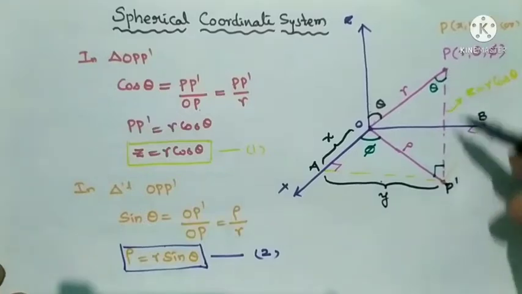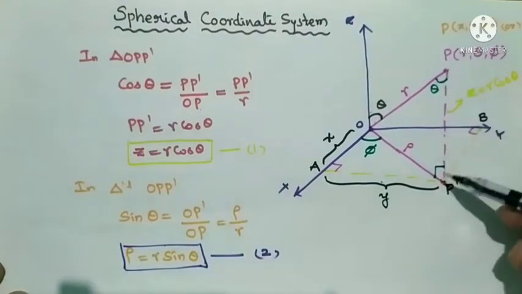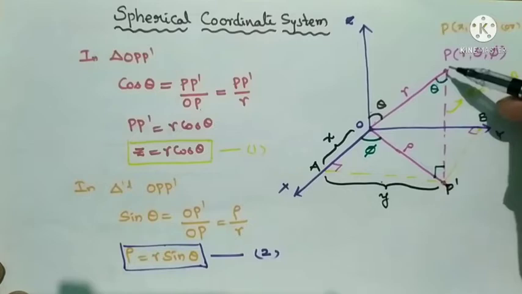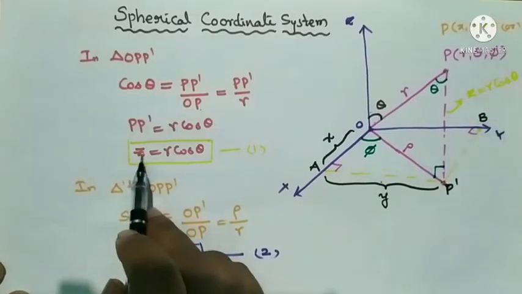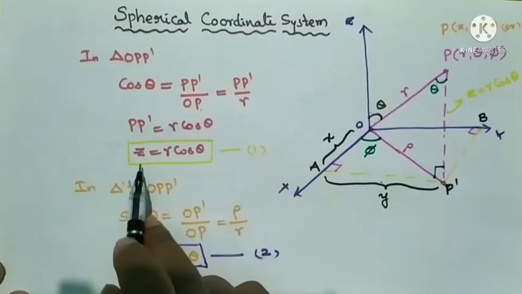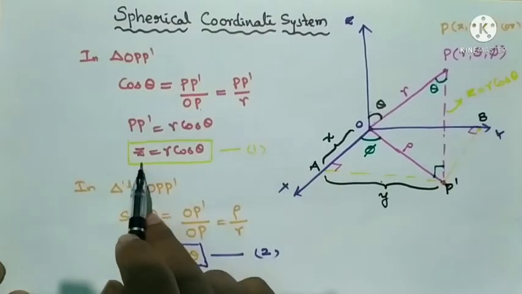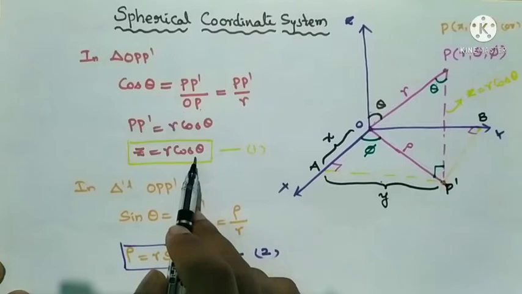The PP prime is nothing but the height from xy plane along the vertical direction, the position of this point. So that is z. We can write this height as z, then z is equal to r cos theta.